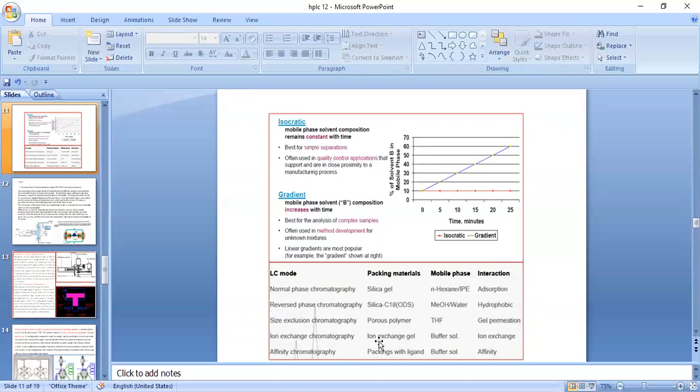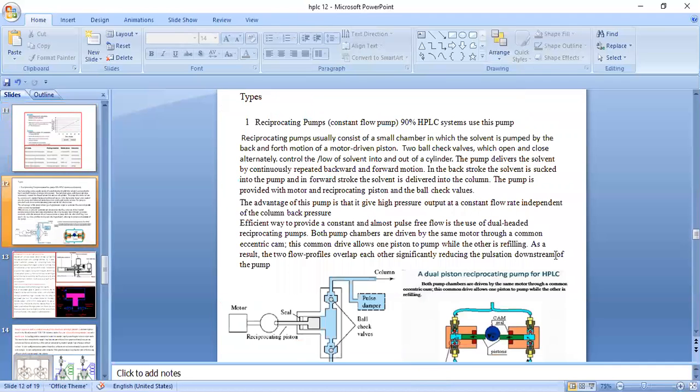In ion exchange, there is an ion exchange gel and you take a buffer solution. In affinity chromatography, you pack it with a ligand, again you use a buffer solution, and the interaction is the affinity. So these are the different ways by which HPLC can be carried out. You can have an HPLC in which the packing material is silica gel, or silica C18, or a porous polymer, or an ion exchange gel. So you can have different types of HPLC depending upon the type of packing material.